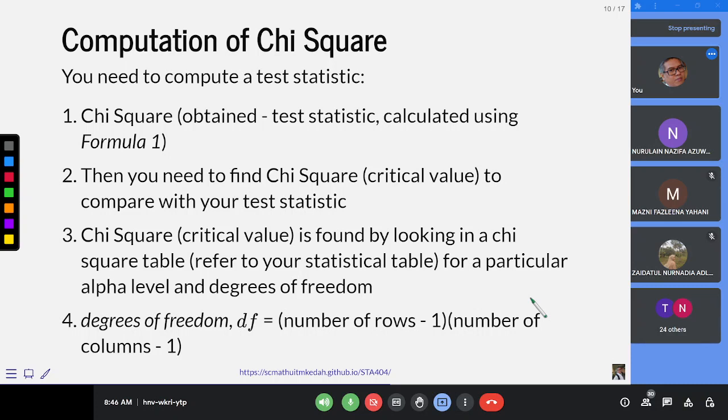For example, let's say you have a 3 by 2 bivariate table. In this case, this is the row, and this is the column. To find the degrees of freedom, it is simply 3 minus 1 times 2 minus 1. 3 minus 1 is 2, 2 minus 1 is 1, right? So the degrees of freedom is 2. That is how you find the degrees of freedom.